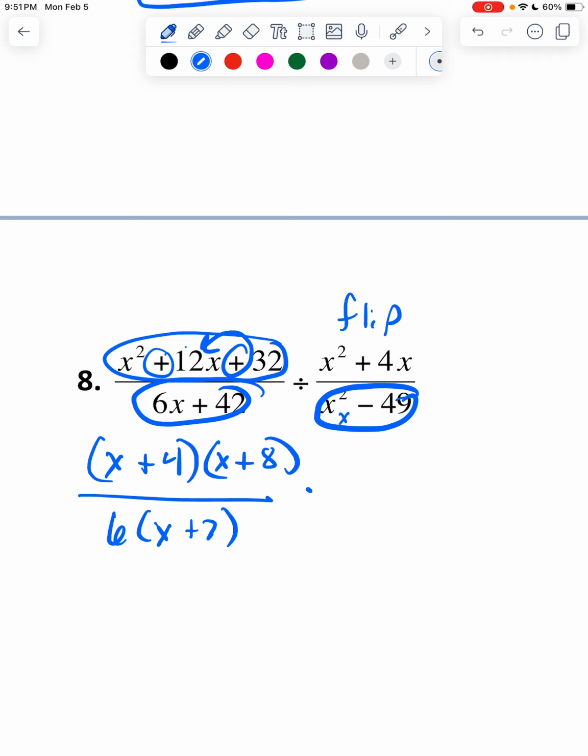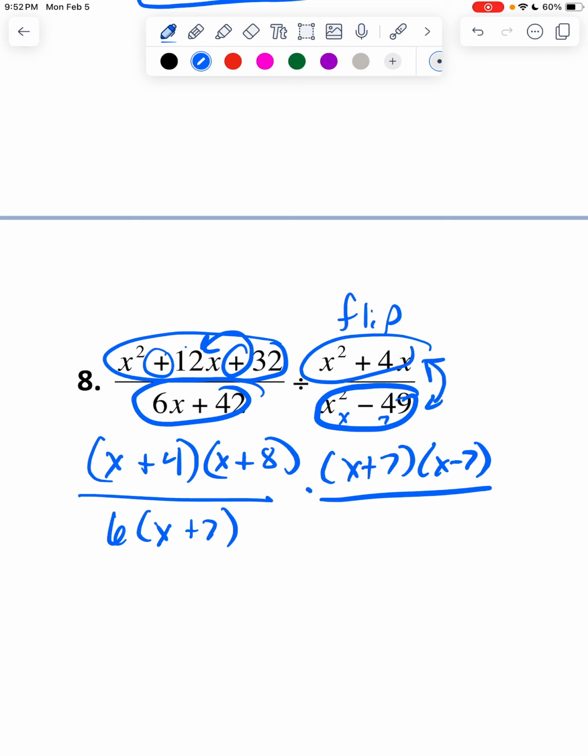That is the difference of squares with square roots being x and 7. So I end up with an x plus 7 and an x minus 7 on the top. And then this is going to come to the bottom. These flip. And I have a GCF or common factor there of x. Pull that out, leaves me with x plus 4.